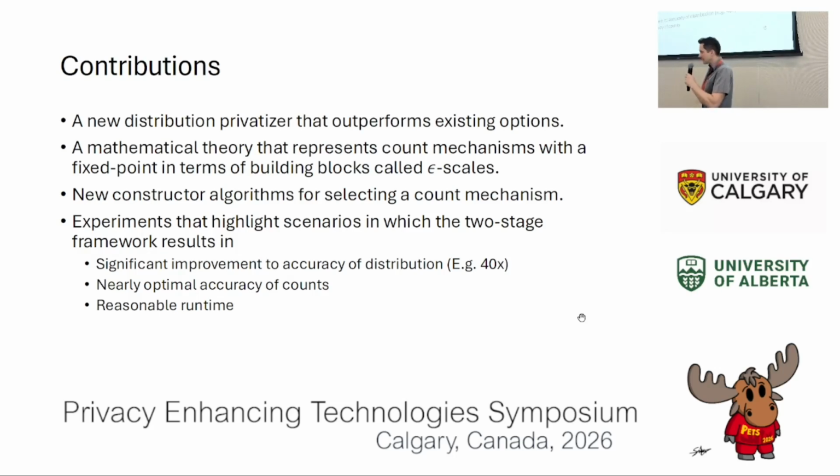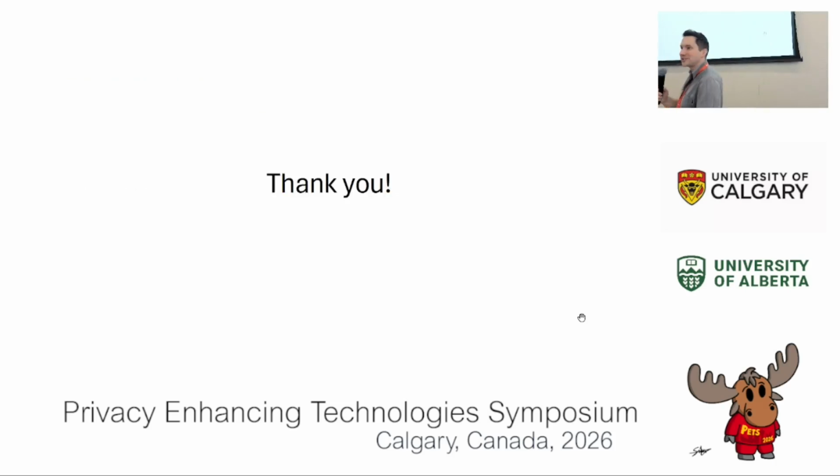So there are some scenarios, some data sets, and some situations in which our two-stage framework has, I think, really good results. So we have sometimes significant improvements in accuracy of distribution. Accuracy of counts can remain close to the optimal level, and runtime is reasonable. So I hope at the end I've convinced you all that accuracy of distribution is an interesting performance metric that you might want to study.